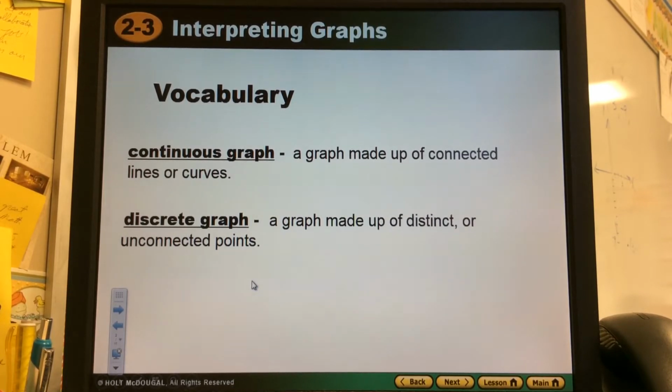And on this, the very last graph we'll look at will be discrete, and I'll point that out to you when we get to it. And you'll see a situation. I think it'll make more sense to you when you see it.